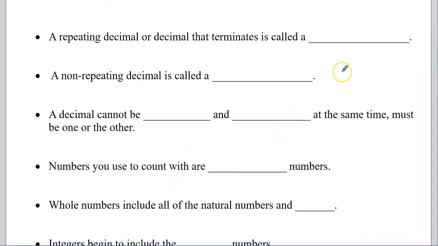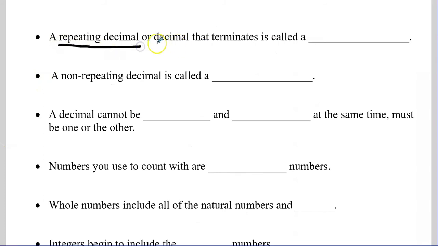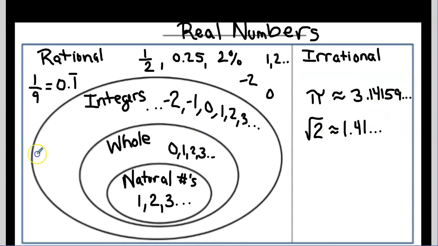Some of the things you're going to need to know for your assignment: a repeating decimal. Just as a review from what we just talked about in this chart back here, a repeating decimal or a decimal that terminates or ends, remember, is called a rational number. That's the definition of rational. A non-repeating decimal, meaning a decimal that does not repeat and also never ends, is irrational. And of course, that's this category over here with these examples.